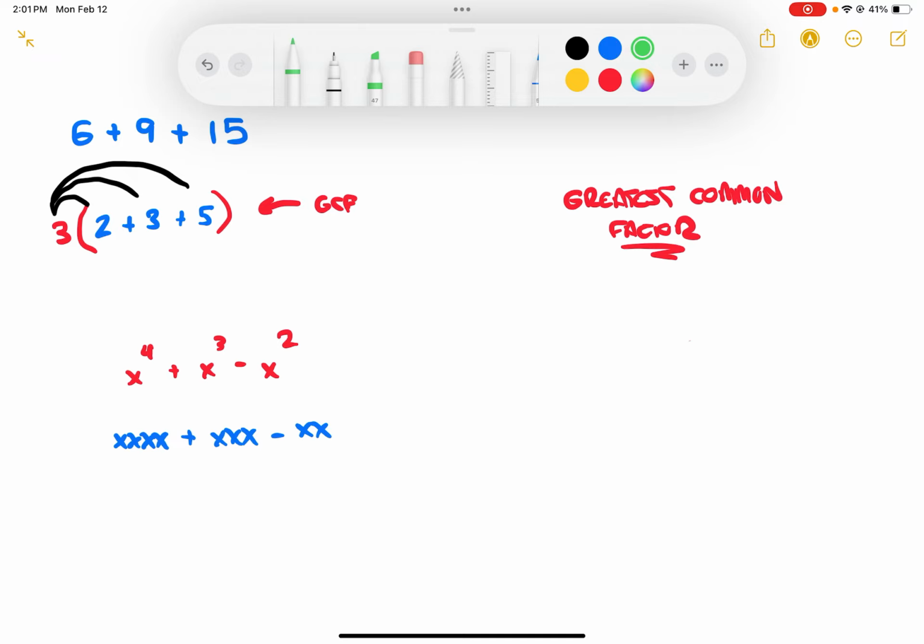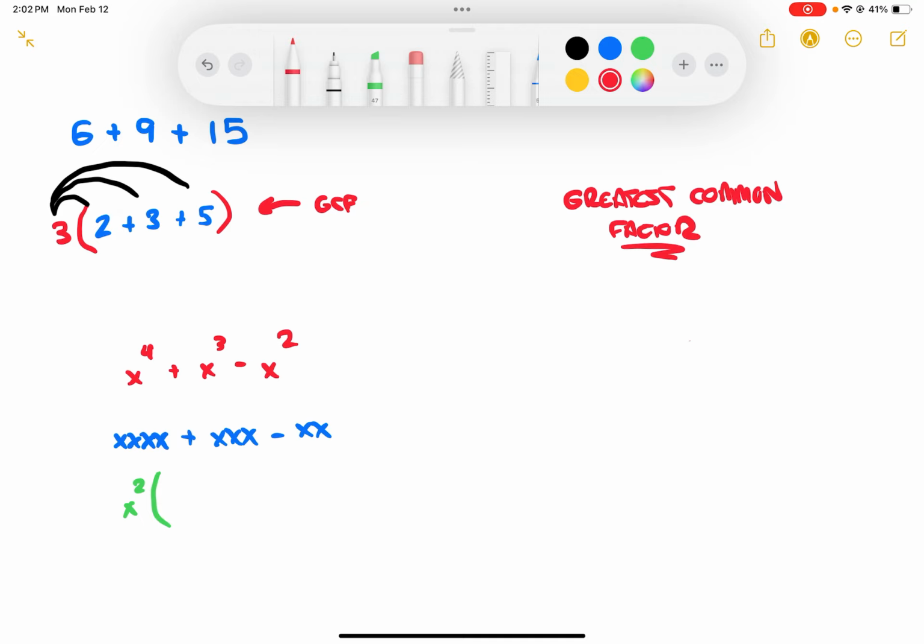So what is the greatest amount of x's that any term could contribute, right? And the answer would have to be 2, because every term has at least 2 x's. So when we're thinking about factoring out variables, what we're looking for is the variable with the smallest exponent, because as you can see, that's going to be the one that every single term can contribute. So I would factor out an x squared, and then I could start my parentheses.